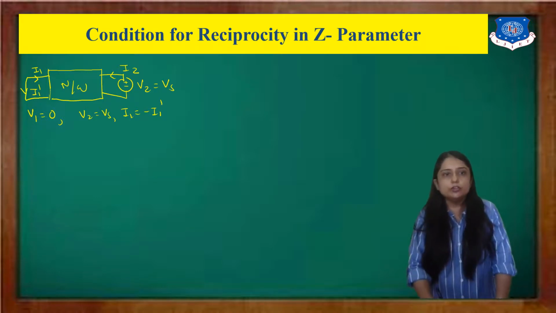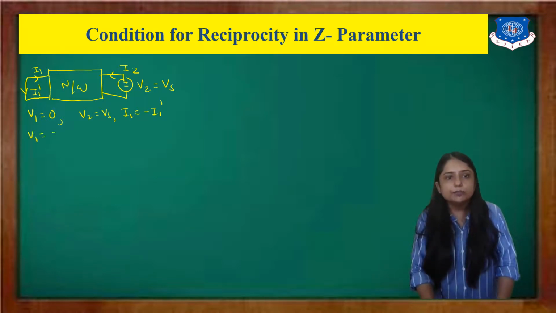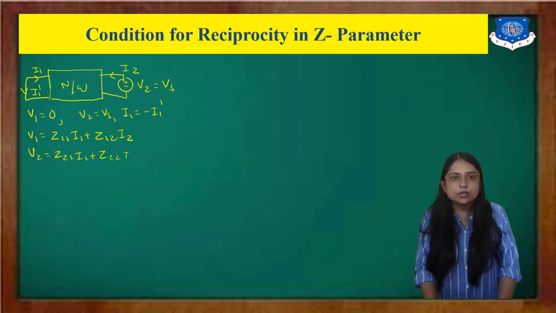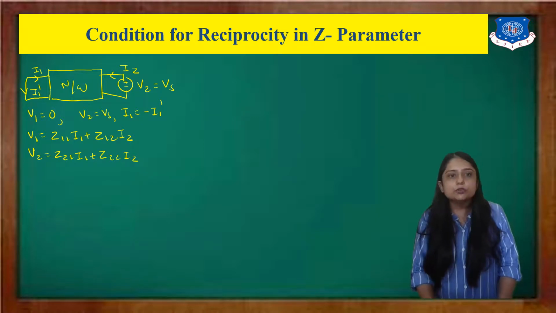Now again we will write our two equations: V1 equal to Z11 into I1 plus Z12 into I2, and V2 equal to Z21 into I1 plus Z22 into I2. Now substitute all these values in these two equations.